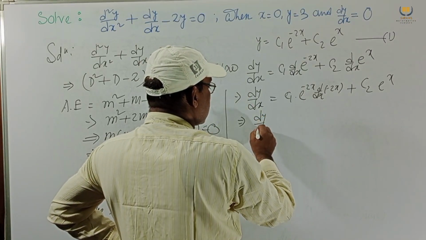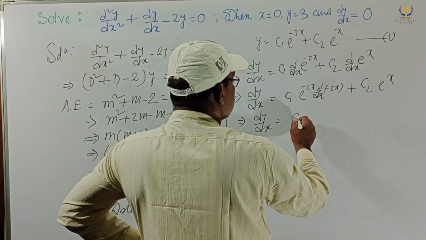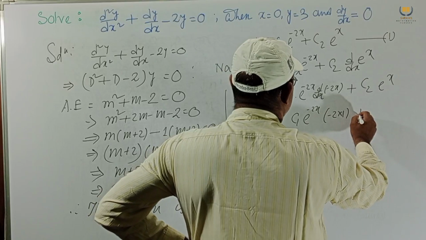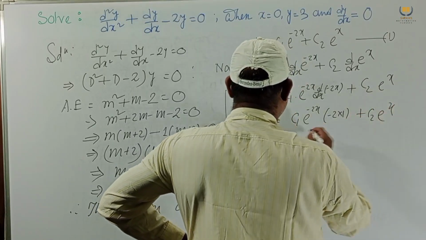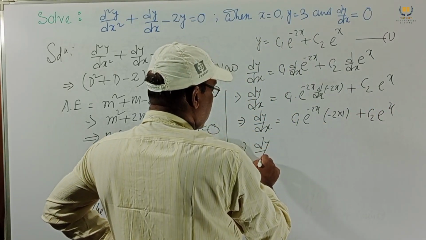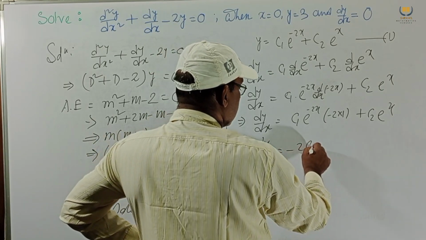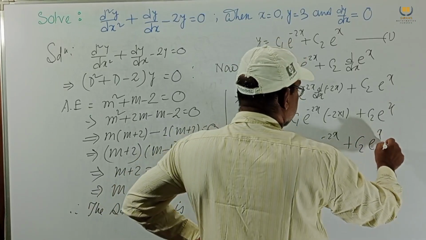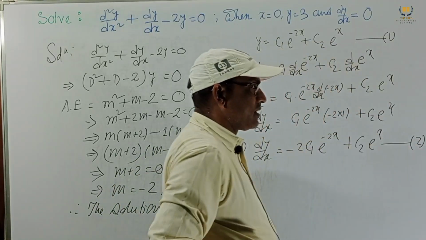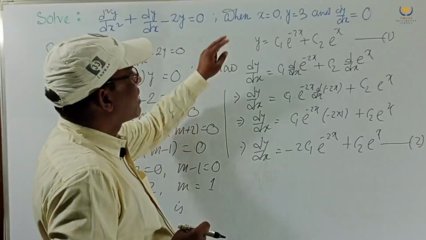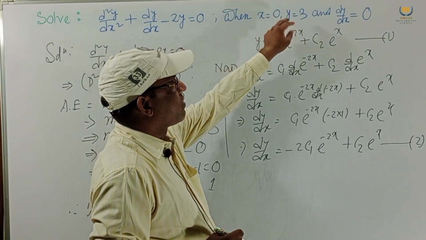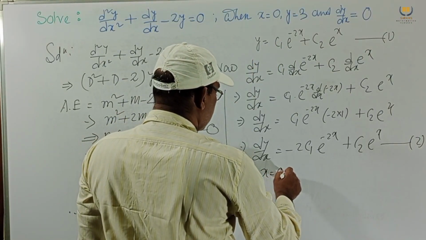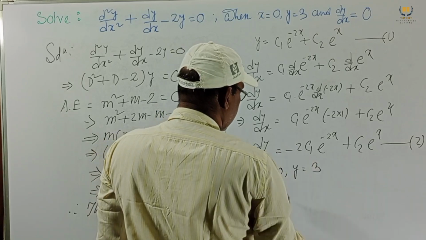dy/dx equals c1 e to the power minus twice x times minus 2 into 1, plus c2 e to the power x. This is dy/dx equals minus twice c1 e to the power minus twice x plus c2 e to the power x. This is equation number 2. Now we consider the given conditions. First, x equal to 0, y equal to 3. We consider equation 1.